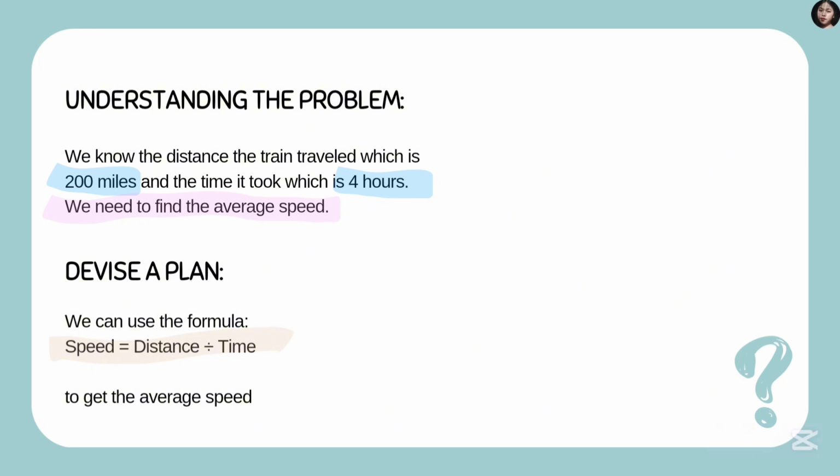So, let us devise a plan. So, we can use the formula speed is equals to distance divided by time to get the average speed.